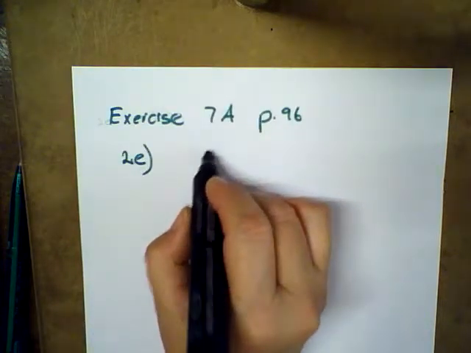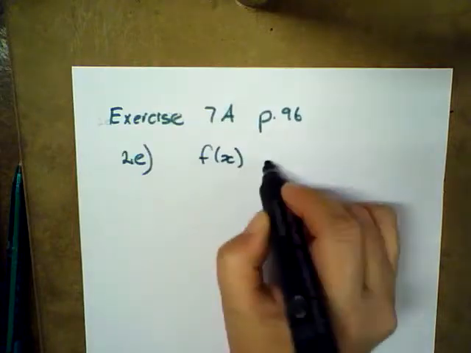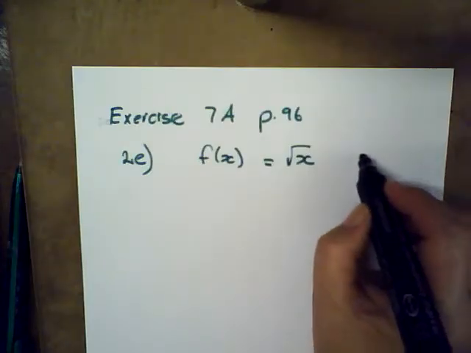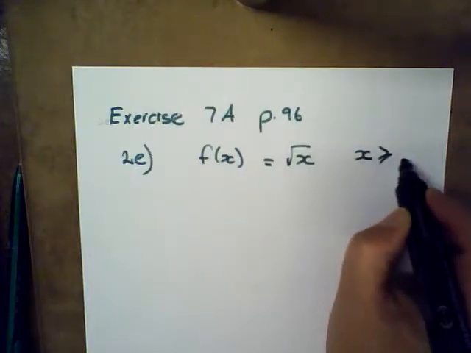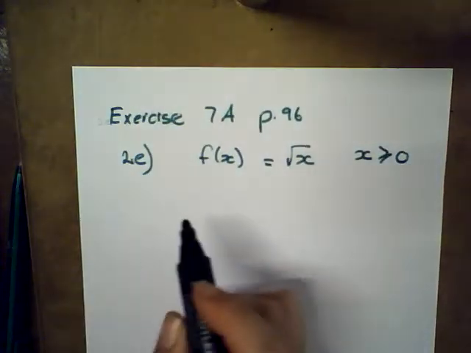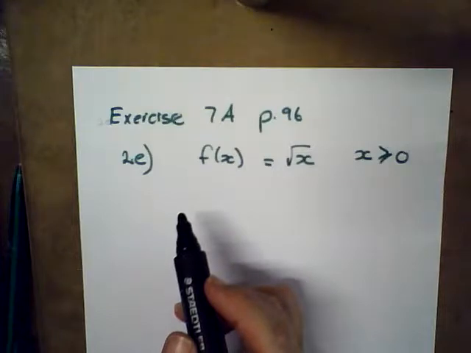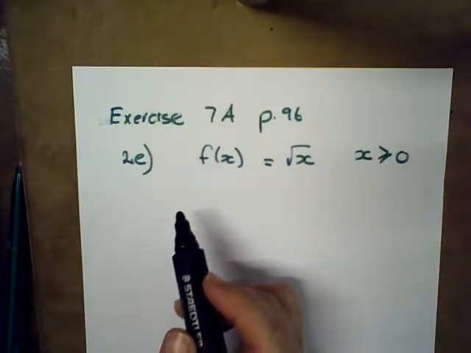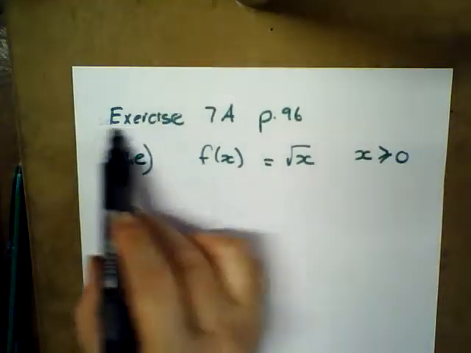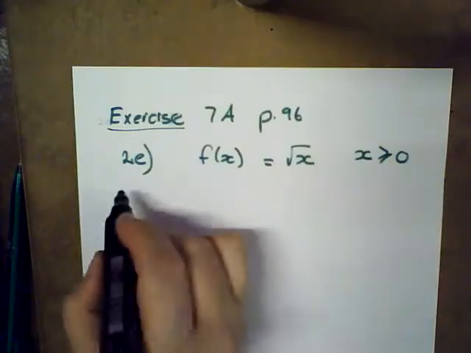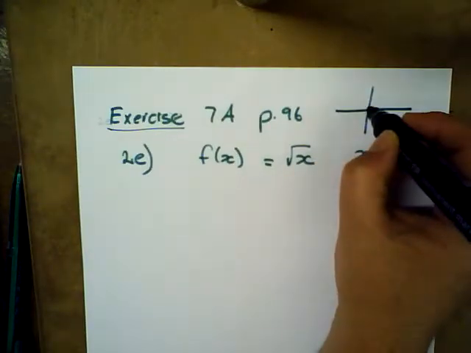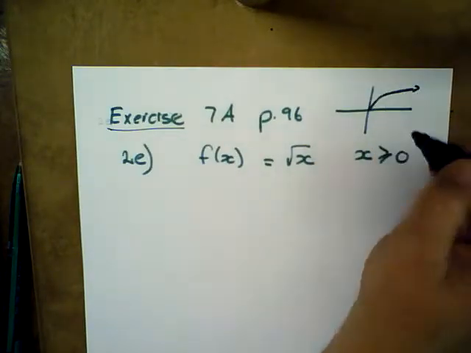Okay, so we have a function f(x), and that function is the square root of x, with the constraint x must be greater than or equal to 0. Then the question is find the derivative of this function. And it also asks us to draw the function. So we know that this function f(x) will look something like that.